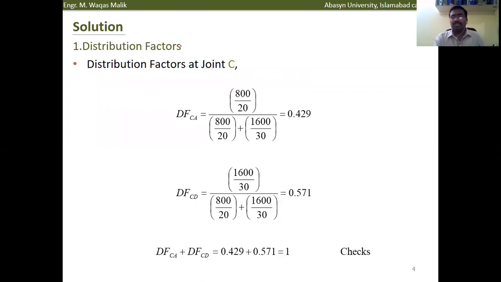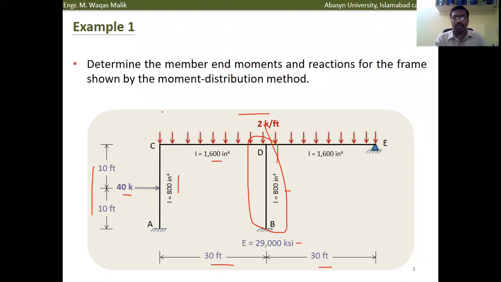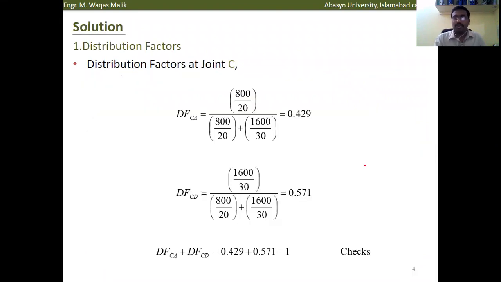Just like the beams, first of all we are going to find the distribution factors at joint C and joint D. At joint E, we have a pin support, so we are going to apply the formula for the reduced stiffness in the member DE. So let's start with joint C.